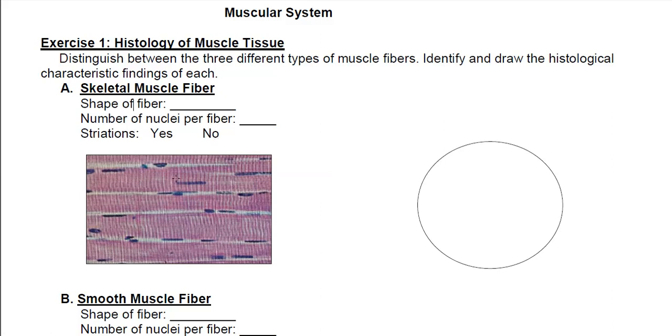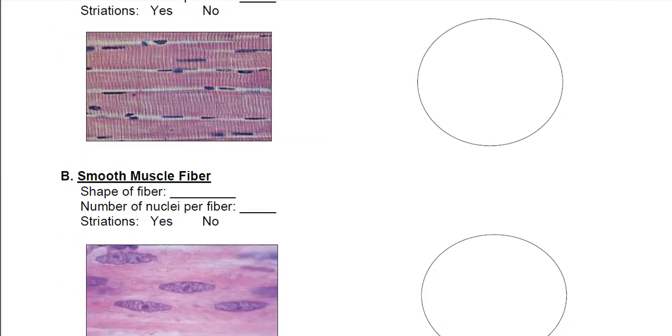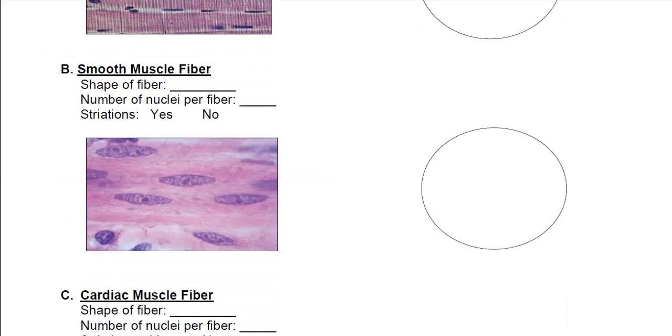And then skeletal muscle is striated. There are very clearly striations in this muscle here. Then there is smooth muscle, which is an elongated but shorter cell. They're kind of pointy on the end. We call them spindle shaped. There's one nucleus per fiber, and they do not have striations.